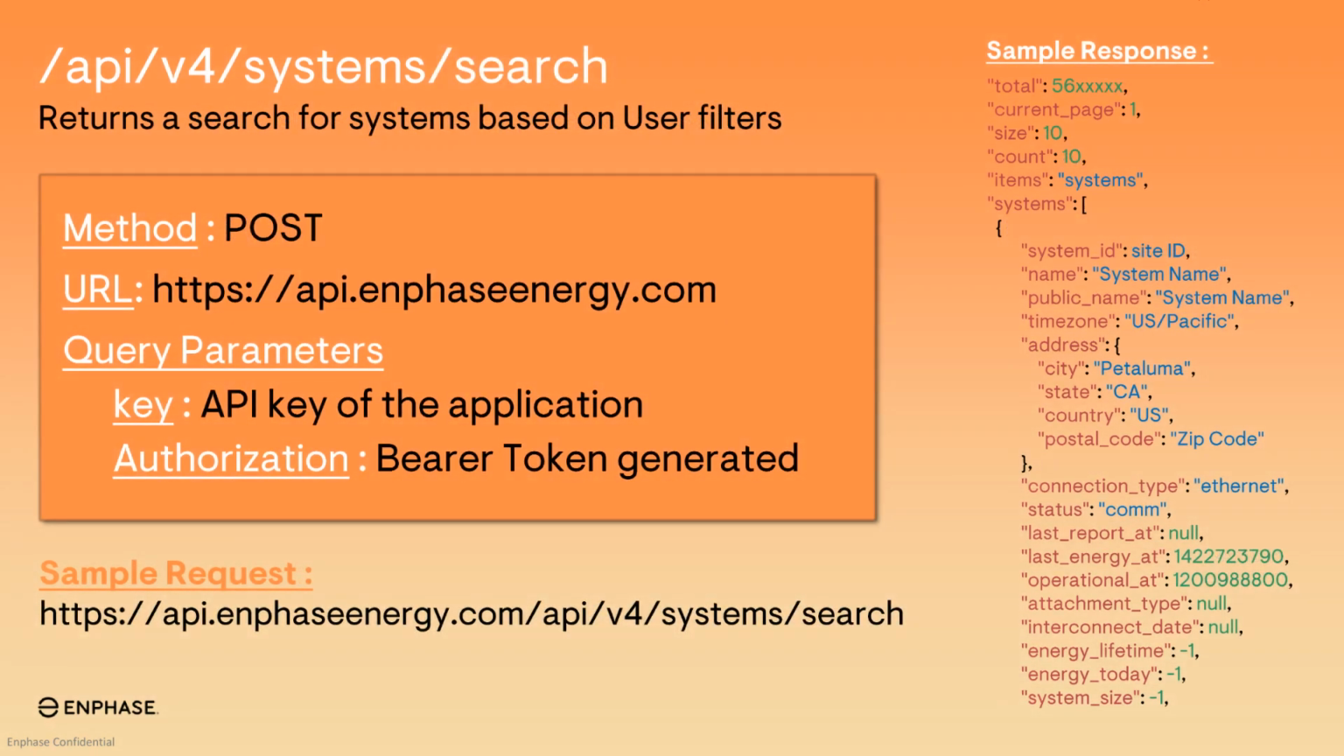The next data endpoint is the search endpoint, which allows the user to search for systems based on the filters provided by the user. This endpoint uses the POST request to pull information and requires the API key for the application in question, as well as the bearer token used for the generation of authorization. An example of the command and returned information is shown here. When inserted into your code, the endpoint will look similar to this. Some information has been redacted for security purposes.